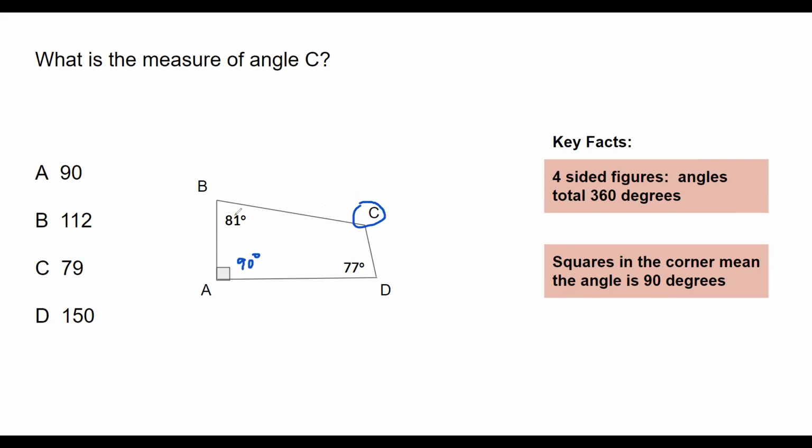So now you can see that we know three of the four angles. So we can do the same thing we did with the triangle. We start out with 360 and we start subtracting 81 and 90. It doesn't matter which order we subtract these in. And we get 112 degrees left over. That means that this must be 112, and there is our answer, B. So very similar to the triangle, but we just had to use 360 degrees.